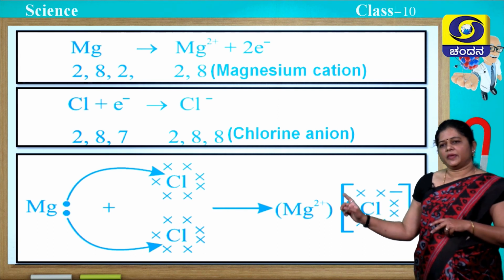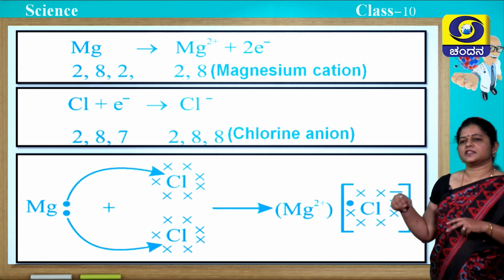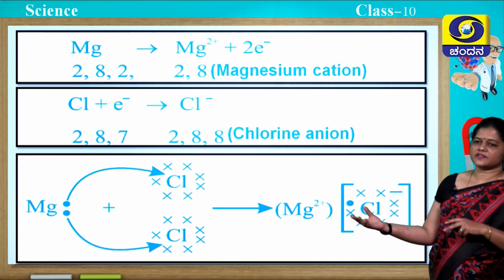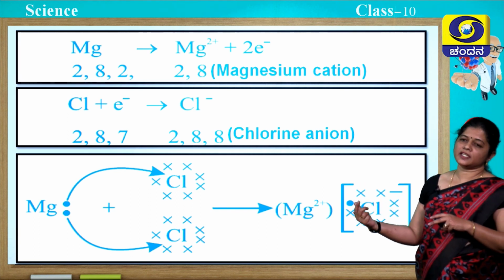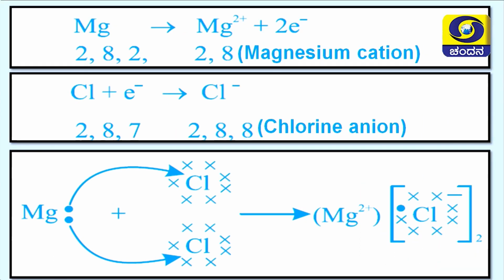The magnesium, when it is donating 2 electrons or transferring 2 electrons, 2 chlorine atoms are receiving 1 each and it becomes Mg2+ and Cl- twice. So, there are 2 chlorine atoms which receive the electrons and it becomes MgCl2, that is magnesium chloride.